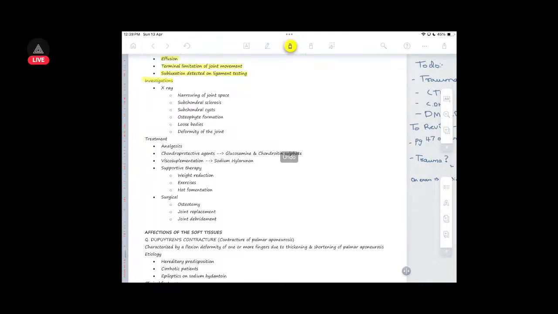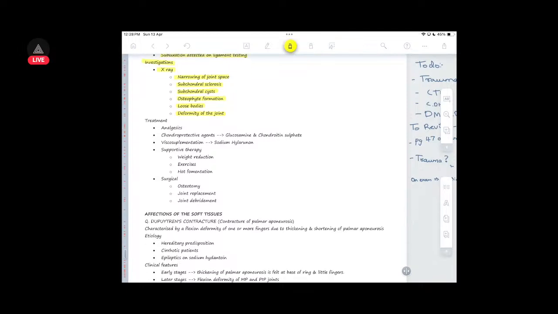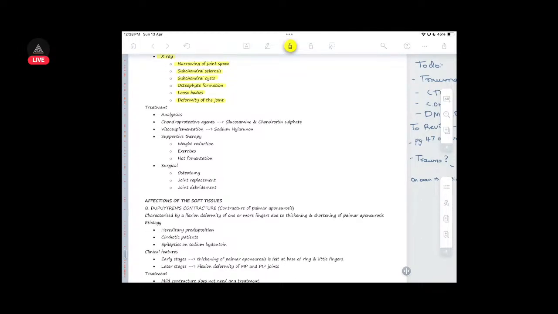So investigations, you can perform X-ray, and narrowing of joint space is there. Subchondral sclerosis is there. Subchondral cysts will be there, and osteophyte formation will be there. Loose bodies will be there, and deformity of the joint can be seen. So there is narrowing of joint space, subchondral sclerosis, subchondral cysts may be there, osteophyte formation, loose bodies, and deformity of the joint.